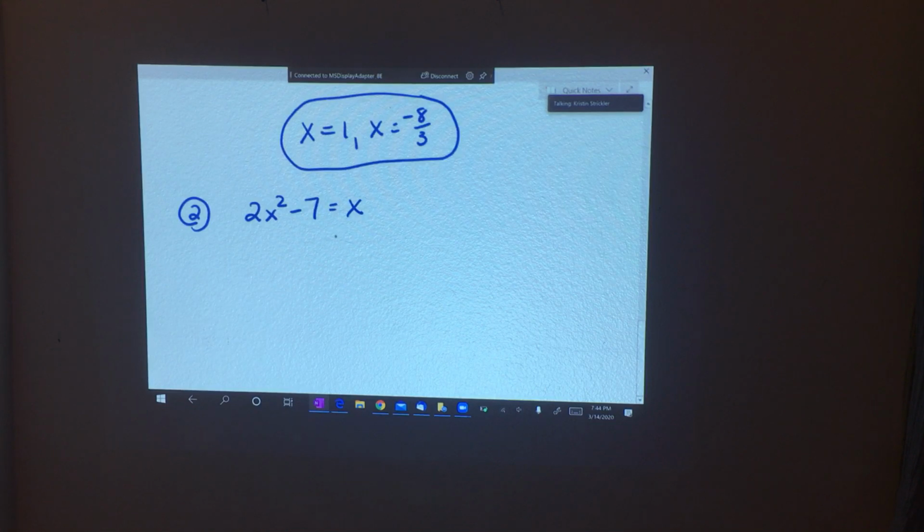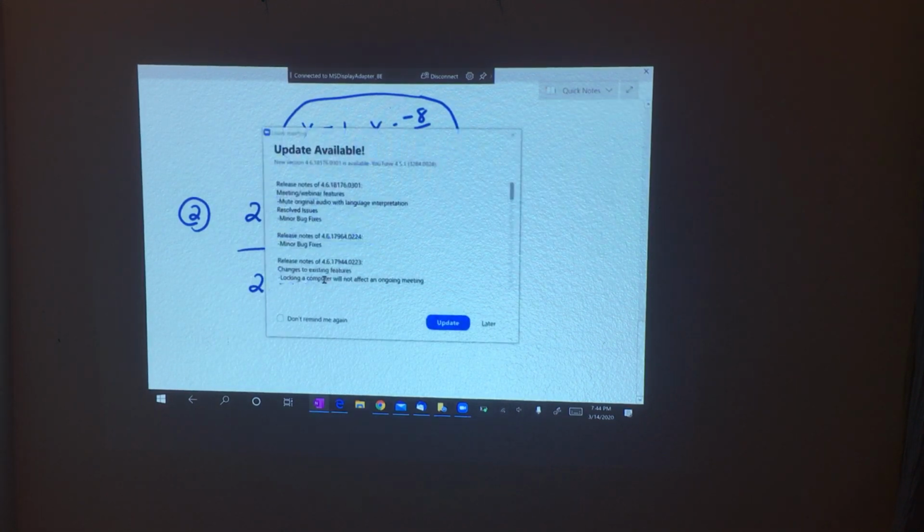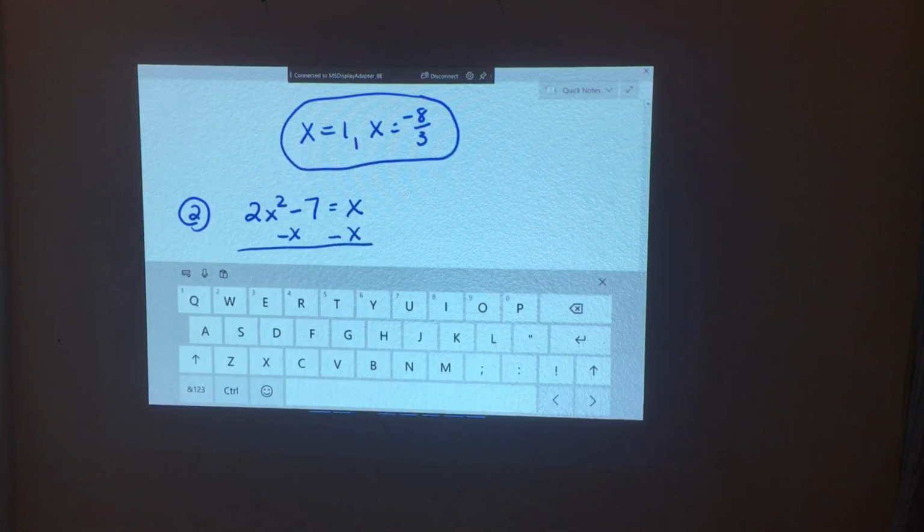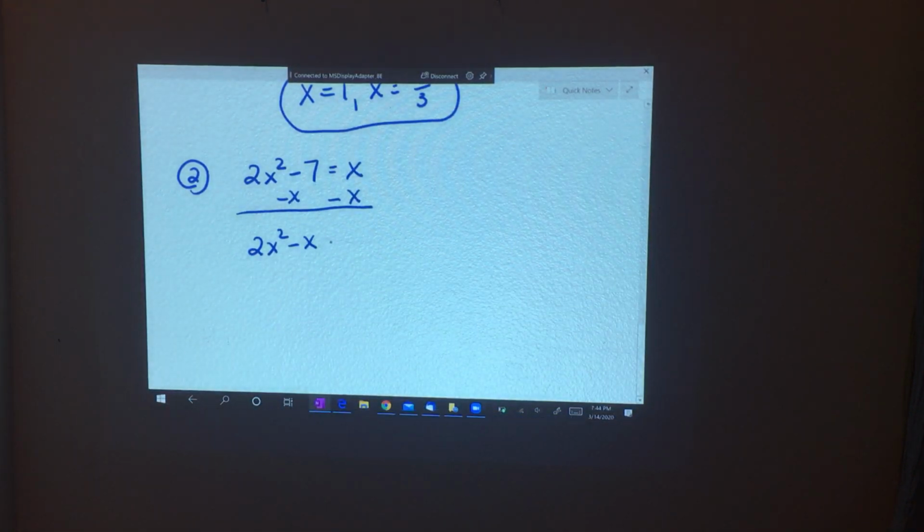Okay, so I'm going to subtract x this time. I have to have 0. So I have 2x squared minus x minus 7 equals 0. Is everybody following me? So one way to make this easier, we can write what a is. a is 2, b is negative 1, and c is negative 7.